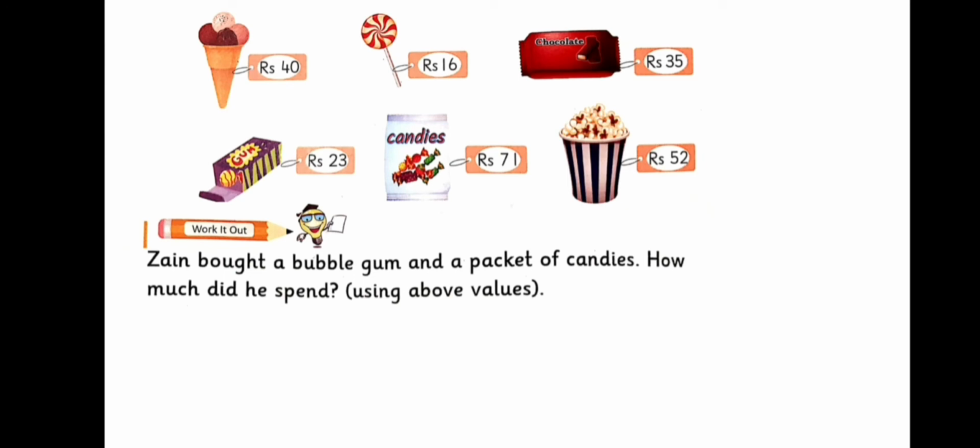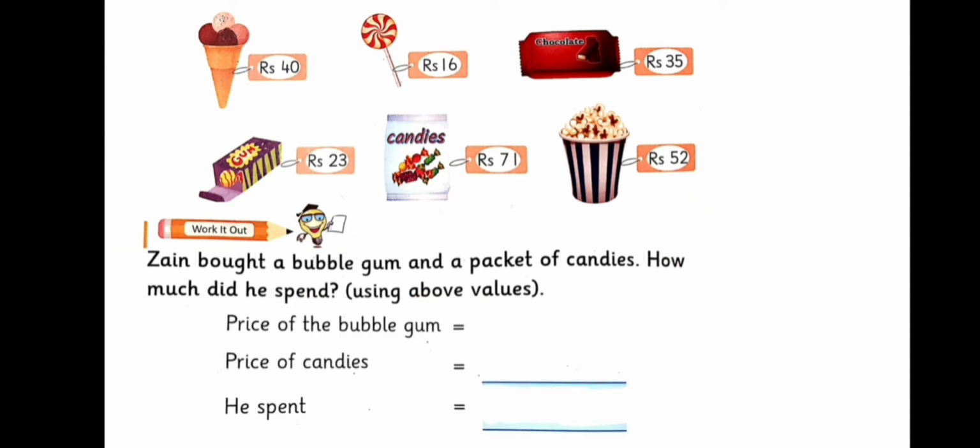Okay, again look at the same pictures and do the exercise, work it out, on page 128. Zen bought a bubble gum and a packet of candies. How much did he spend? You have to solve it by using the above values.